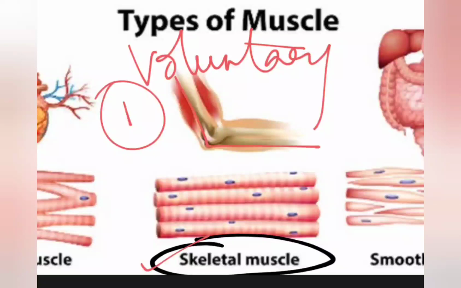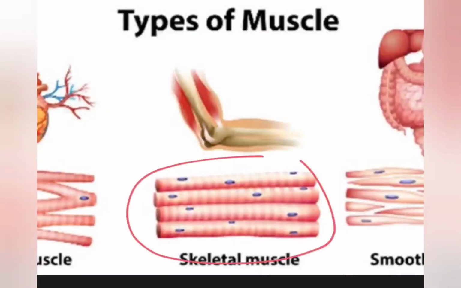As you can see here, our arm is drawn, and this red portion, the muscles here, are the voluntary or skeletal muscles. They help in the movement of the bones. The cells of these muscles are long and cylindrical with many nuclei. Look at this picture, which is a larger, very prominent view of these skeletal muscles. Here you can see that they are very long and cylindrical with many nuclei.